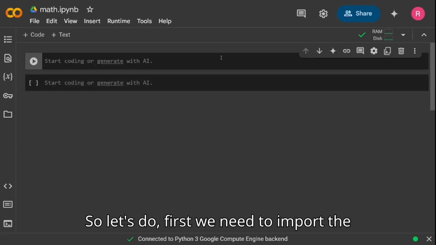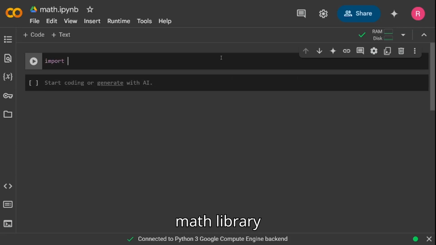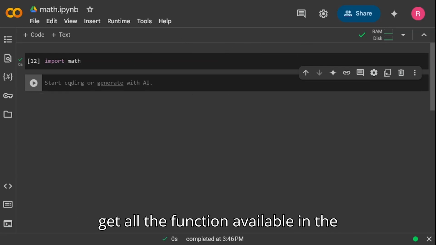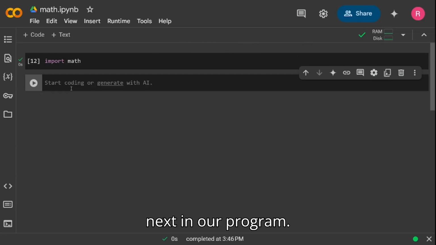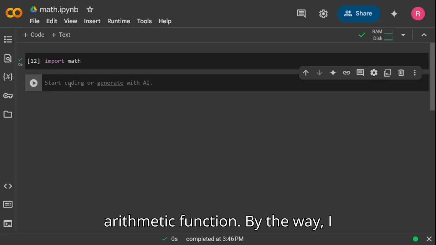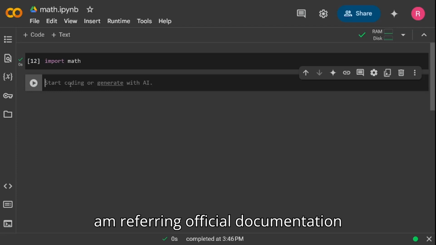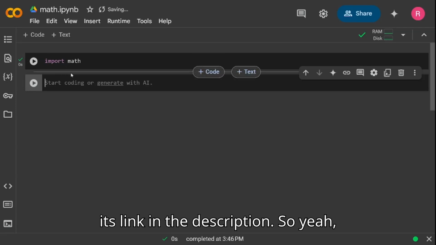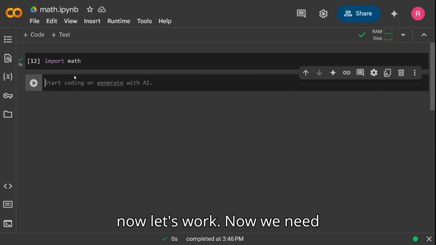So let's do it. First, we need to import the math library. Just do import math. Now we are able to get all the functions available in math in our program. First we talk about the basic arithmetic functions. By the way, I am referring to the official documentation of this method, so you can also check its link in the description. So yeah, now let's go.